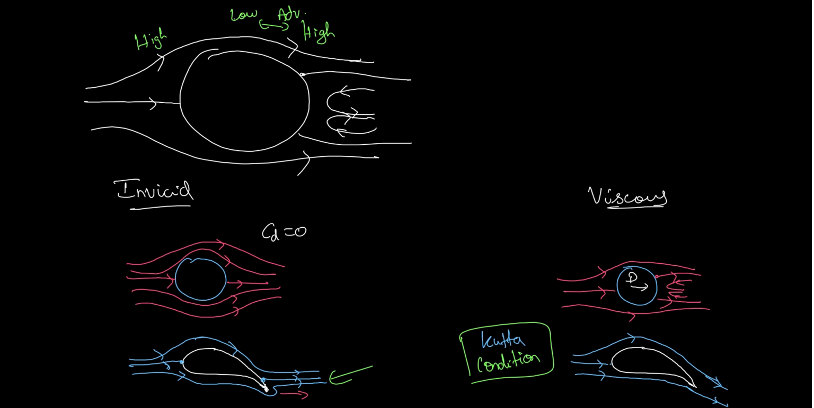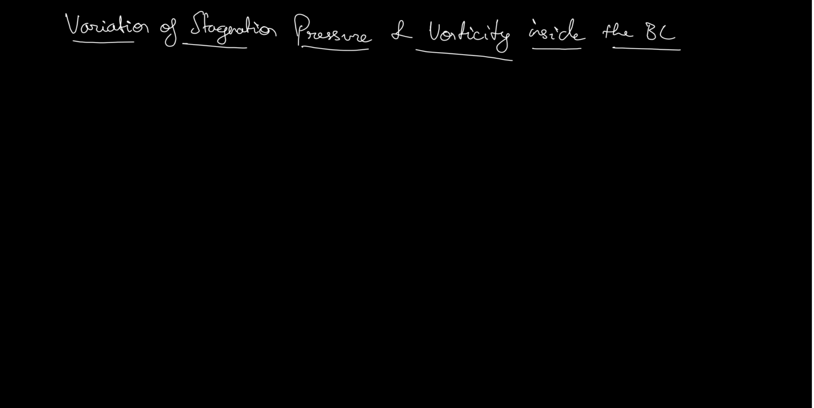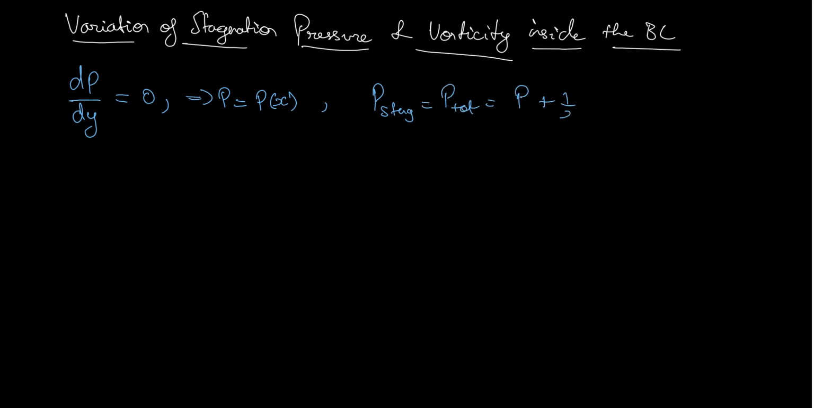And the next concept that we should look at is the variation of stagnation pressure and the vorticity or circulation inside the boundary layer. So from our order of magnitude analysis, we have derived a result which states that the vertical gradient of the static pressure is 0, which means the static pressure is only a function of x, that is, it varies only along the flat plate or along whatever. But we know that the stagnation pressure, which is also called the total pressure, is nothing but p static plus half rho u square.